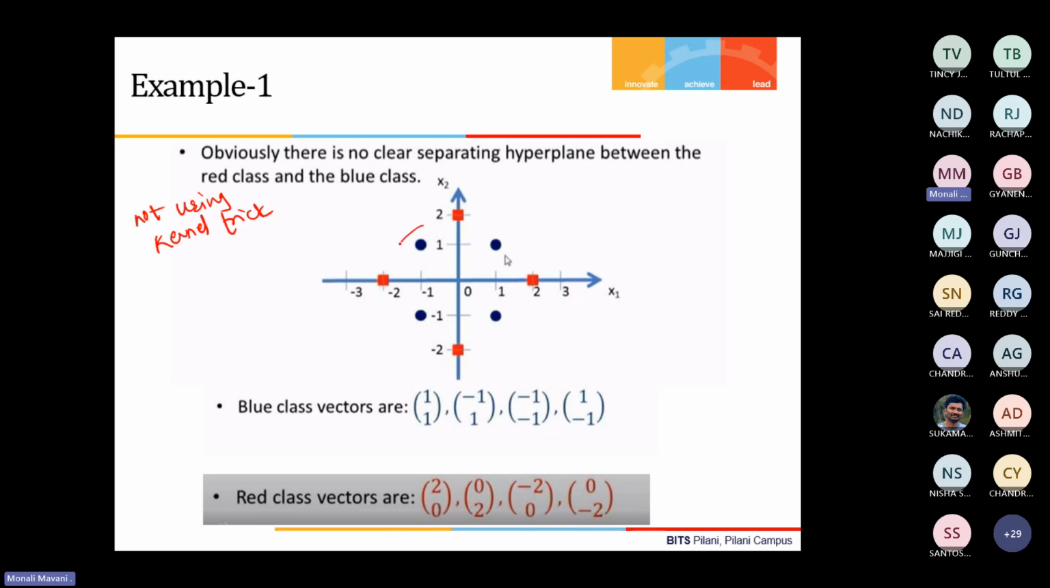You can see we have this non-linear boundary separating blue points and the red points. And we have two features. It's two-dimensional, x1 and x2. The blue vectors, these are the coordinates for the blue vector. You can say the first coordinate is 1 and 1. Then we have -1 and 1. And so on. So they are simply the coordinates of the red and the blue vectors.